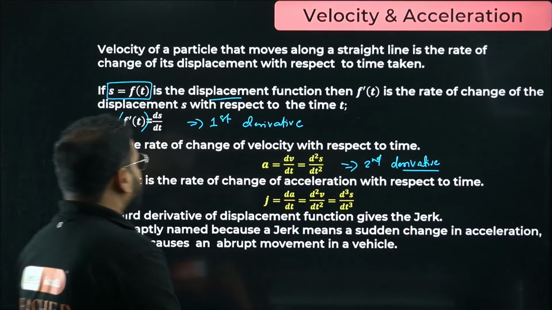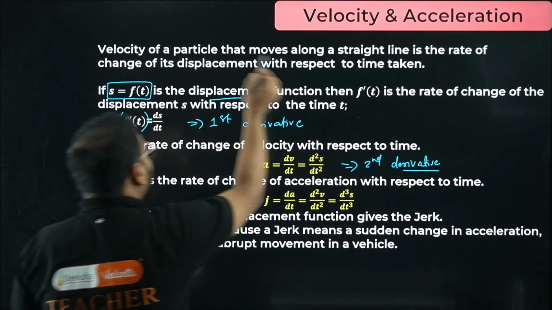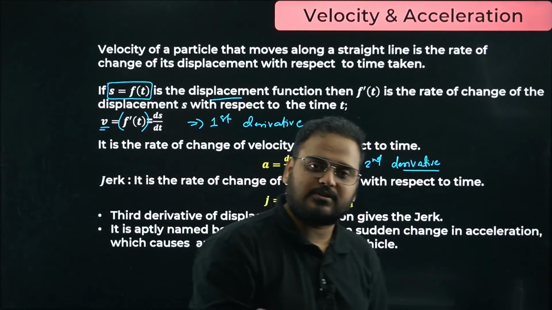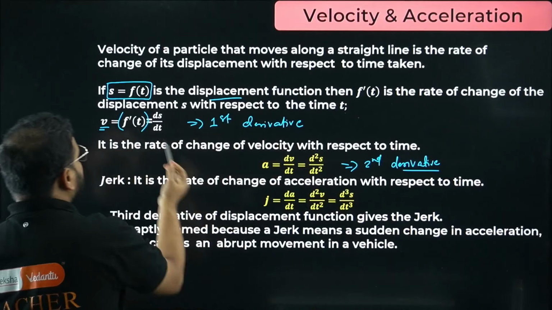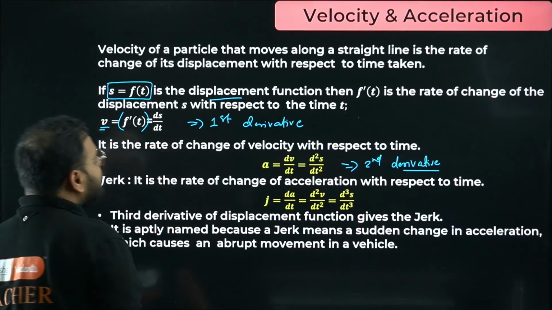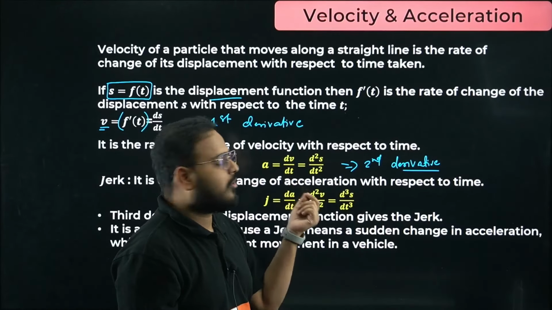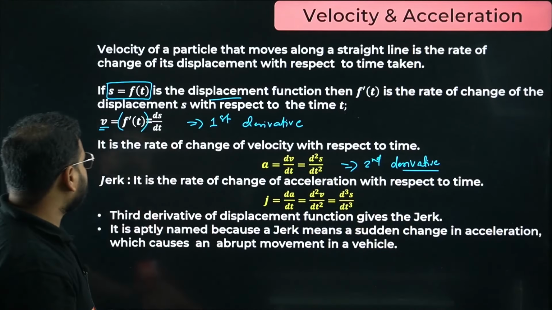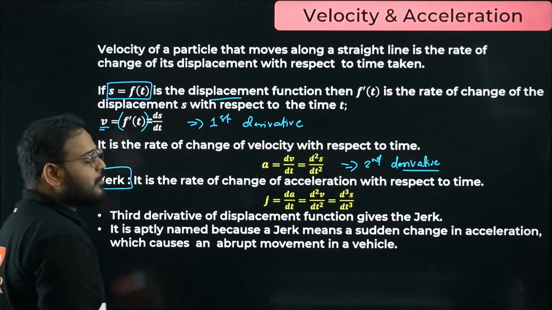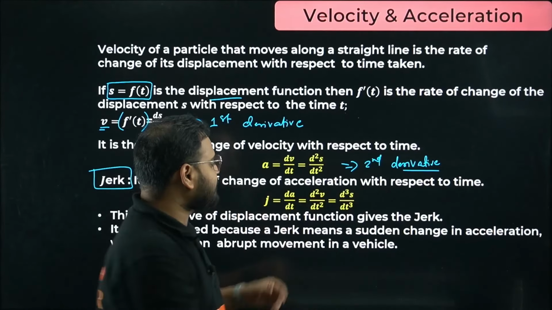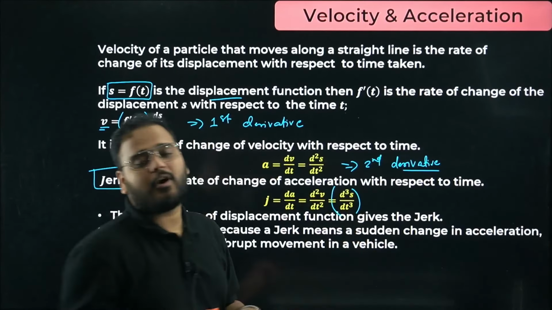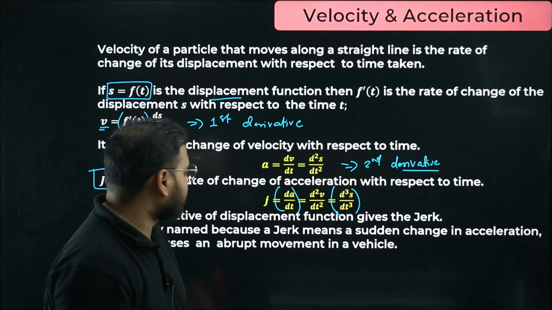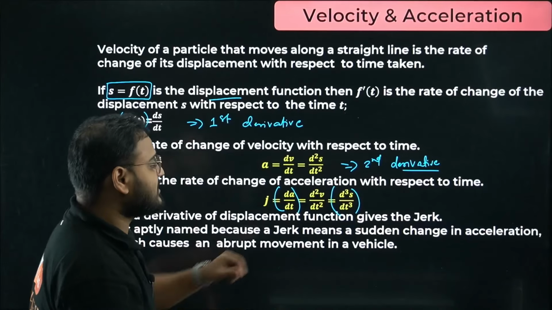Okay, so acceleration is the second derivative of your displacement function, and your velocity will be the first derivative of your displacement function. Is that clear? Check this out. ds by dt will become f dash of t. If you differentiate the second derivative of the displacement function, you'll get this, which is called jerk. It is the third derivative of the displacement function, or basically the derivative of the acceleration with respect to time.